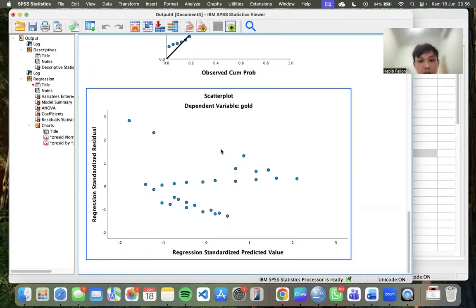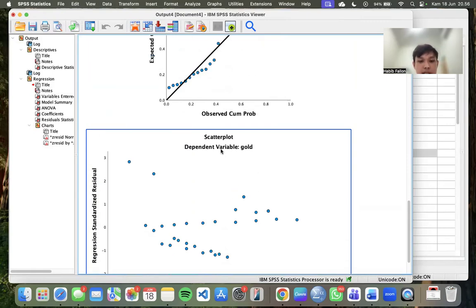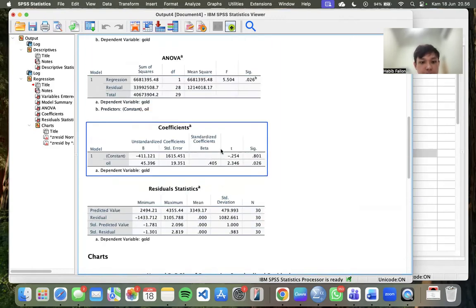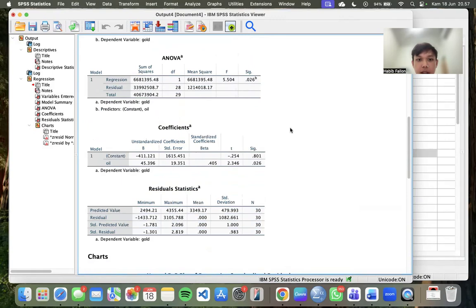In my conclusion, the results of this study indicate that world oil prices have a positive and significant effect on world gold prices. And the regression model is statistically significant, as indicated by the F-test and the T-test with significance values below 0.05.